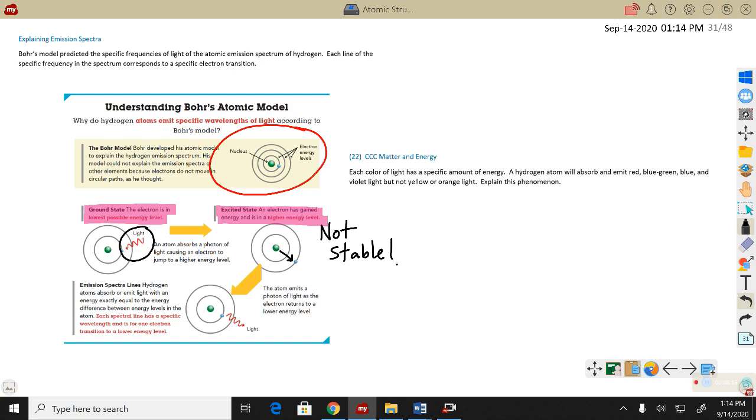But I can't go back to energy level 1 if I have all this extra energy. So we have to release that energy in the form of light. If it was a red light that was added to the atom, then in order to go back down to the ground state, all that red light will be emitted. The amount of energy absorbed has to be the same as the amount of energy released, so that I can get back down to my ground state.